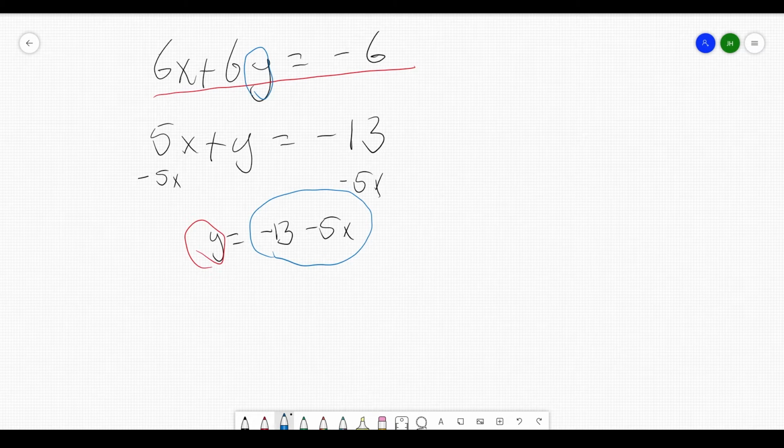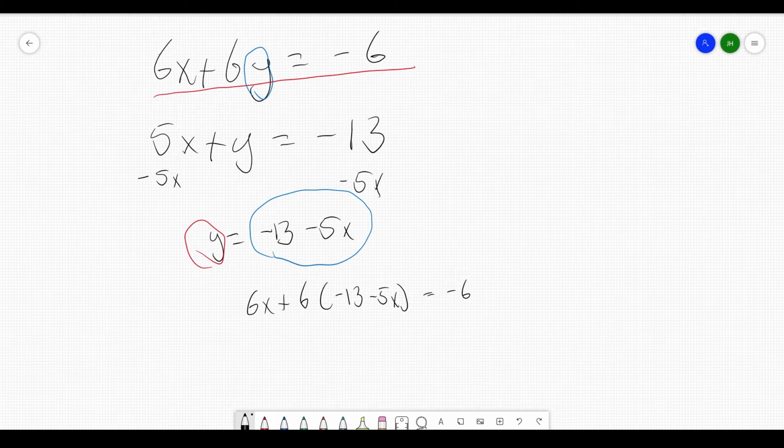So I'm going to write this out again, and it's going to be 6x plus 6 times the quantity of negative 13 minus 5x equals negative 6. This is why you never want to forget PEMDAS, your order of operations. Again, this should all be reviewed for you.